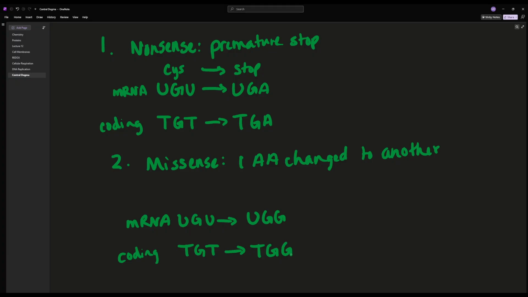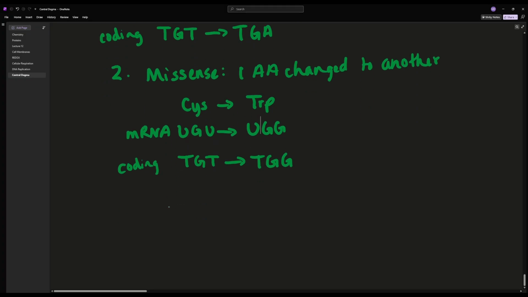Okay. So remember, the mutation is happening in the coding strand, and the mRNA is getting that mutation during transcription. Okay. So these mutations are going to result in a cysteine now being encoded as a tryptophan. So where we originally had cysteine, we now have a tryptophan in that amino acid sequence.